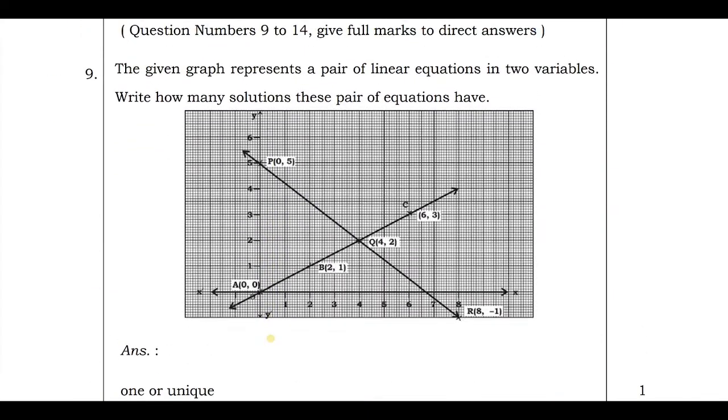Here the given graph represents a pair of linear equations in two variables. Right? How many solutions? See, these two lines are intersecting at a single point. That means it has a unique solution. Or we can say that only one solution.